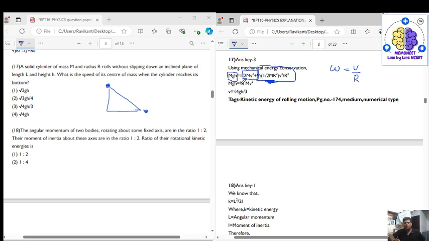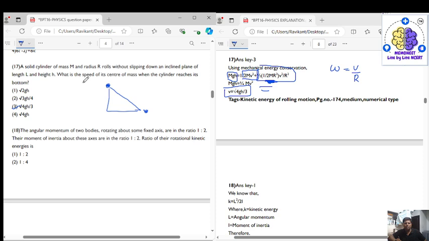So the energy equation is mgh equals half m v square plus half I omega square. Solving this, we will get v equal to under root 4 g h upon 3. Under root 4 g h upon 3 is in our option 3.